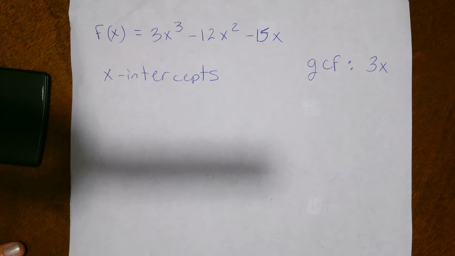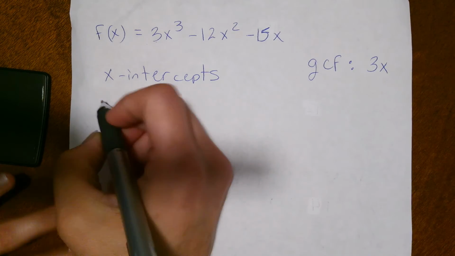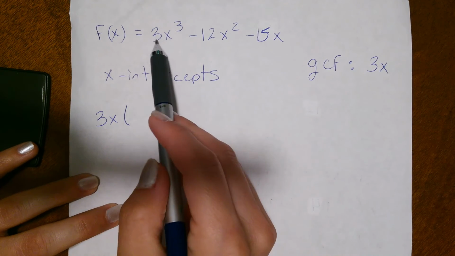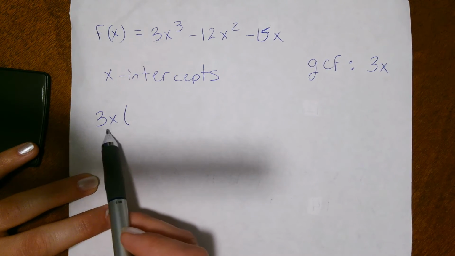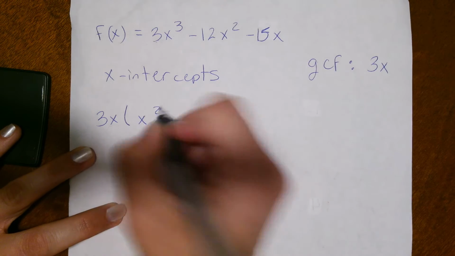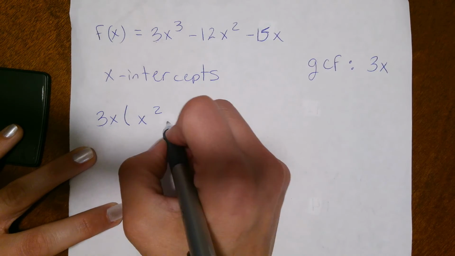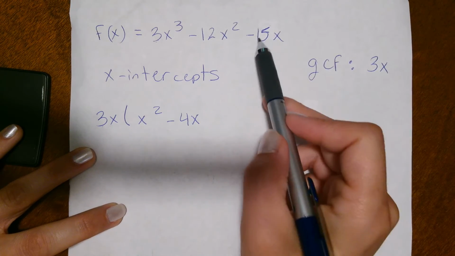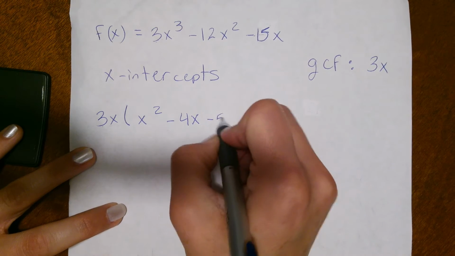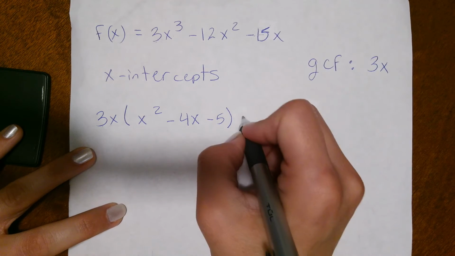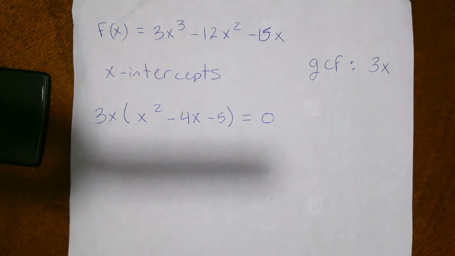So I'm going to start off by pulling that greatest common factor out, or factoring that greatest common factor out. In factoring it out, what we're essentially doing is dividing each term by the GCF. So 3x cubed divided by 3x, the 3's cancel, I'm left with x squared. Negative 12 divided by 3 is negative 4, and x squared divided by x is x. And negative 15 divided by 3 is negative 5. X divided by x is 1. They cancel out, so I'm left with this. We are finding x-intercepts, so I do have that set equal to 0.